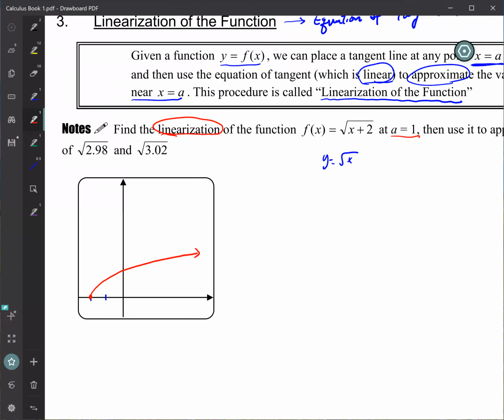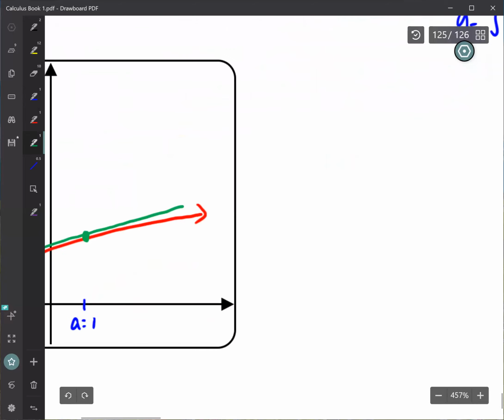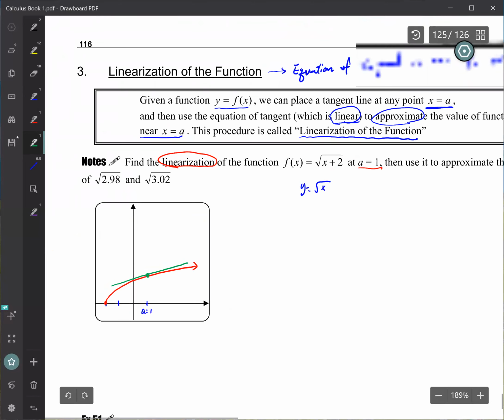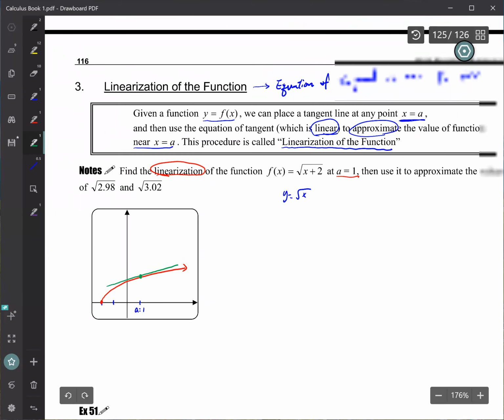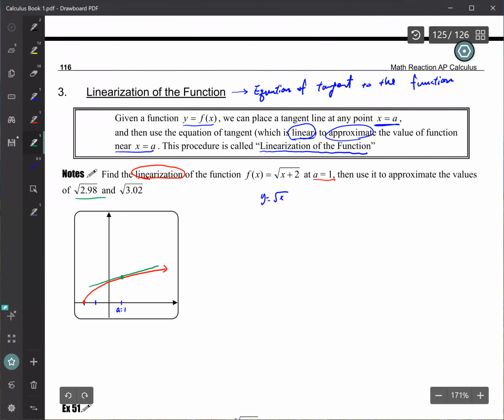a is the x value, okay? So at a equal to 1, we are going to place the tangent here. When it's really close to a, red and green, no difference. And then after that, we want to use it to approximate the value of these two. So don't worry about the linearization, just find the equation of tangent. And then we'll go from there. Once you find the equation of tangent, please raise your hand.